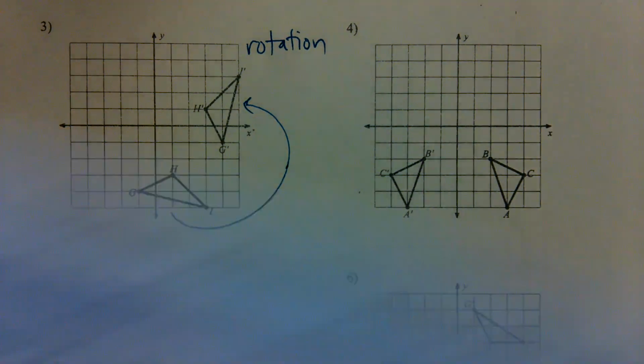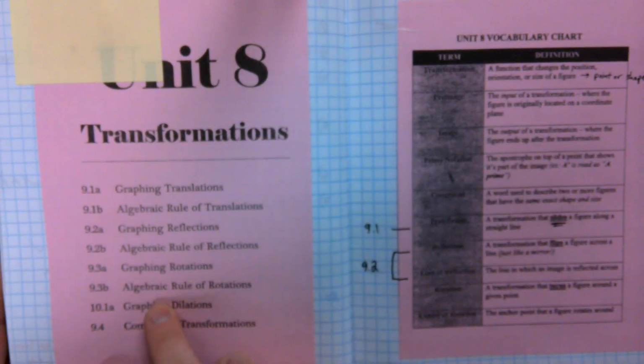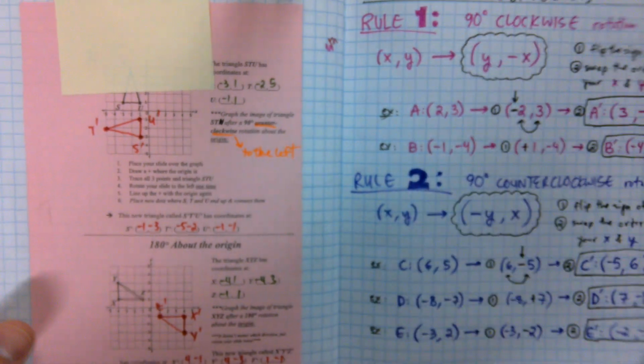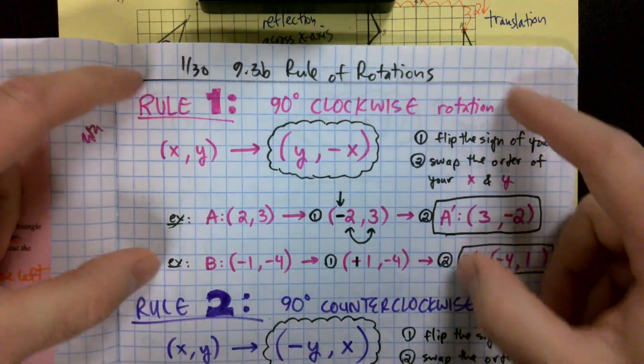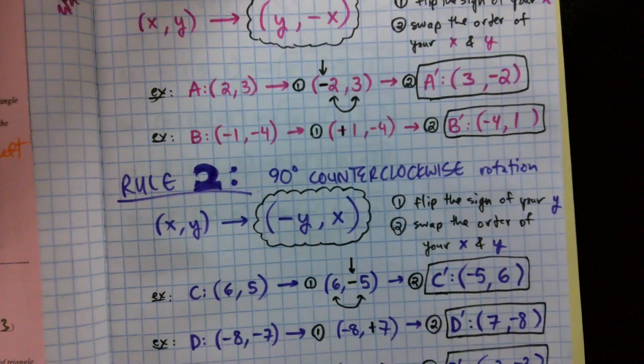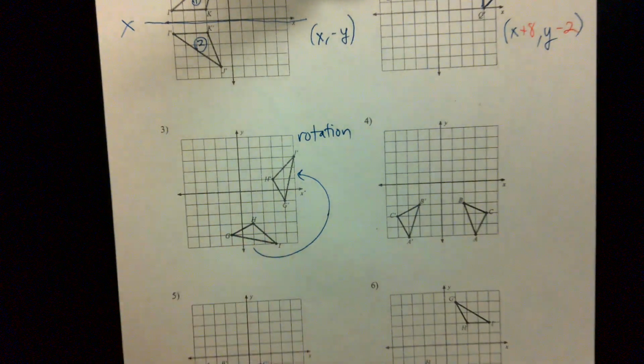Now, is there only one type of rotation? No, there's 3. So we're going to go back to our notebooks. I don't even know where to go for rotations. Let me see. 9.3b is the rule of rotations. You guys okay? Yeah. Okay. 9.3b, rule of rotations. Look at that. We got nice, big, bold Rule 1, Rule 2, and Rule 3. Very nice. Perfect.